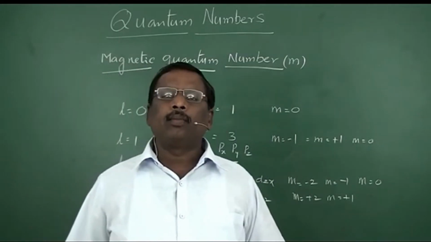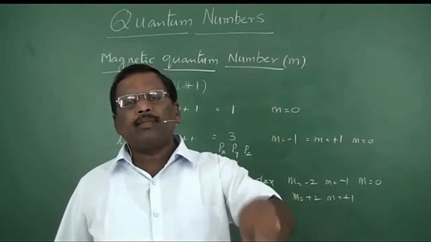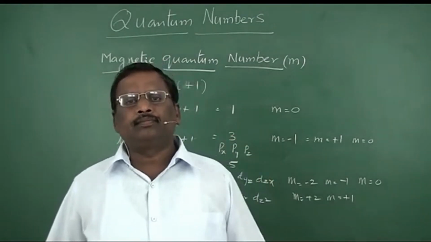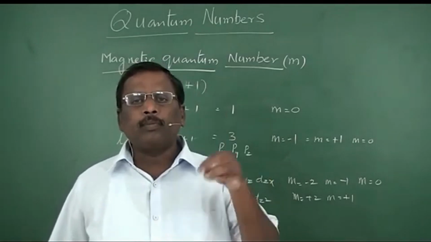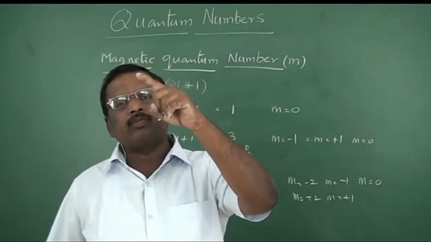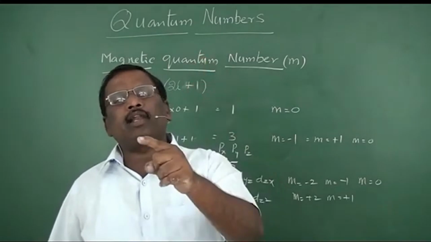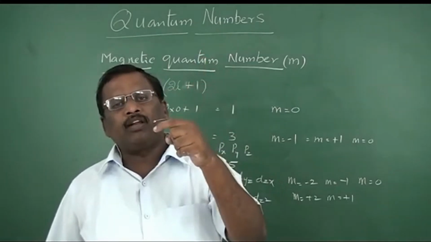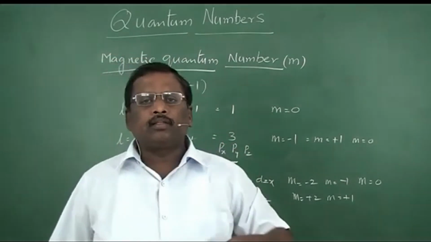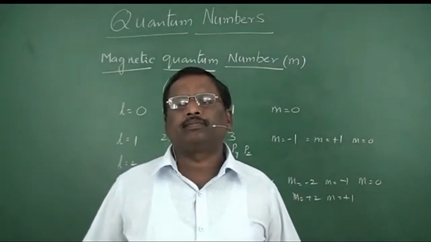This is regarding the magnetic quantum number. This quantum number gives us the information, in a given subenergy level, in which orbital the electron is present. N value gives us information regarding the main energy level in which the electron is present. L value gives us the information, in the given main energy level, in which subenergy level the electron is present. And this magnetic quantum number will give us, in which main energy level, in which subenergy level, and in that subenergy level in which orbital the electron is present.